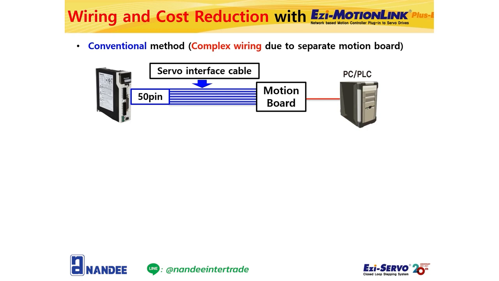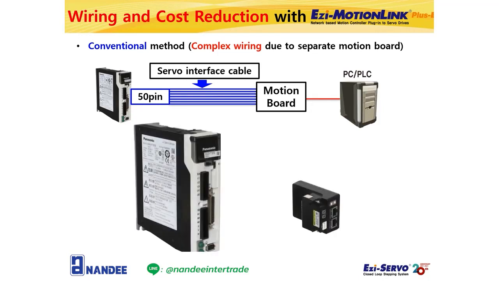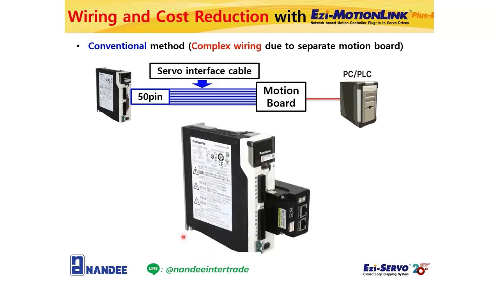EZ MotionLink Plus E is an Ethernet Type 1-axis motion controller that can be used by plugging it into the interface connector of the AC servo drive. As you can see, for example, there is a Panasonic AC servo drive. EZ MotionLink can be directly attached to the servo interface connector of this Panasonic AC servo drive.